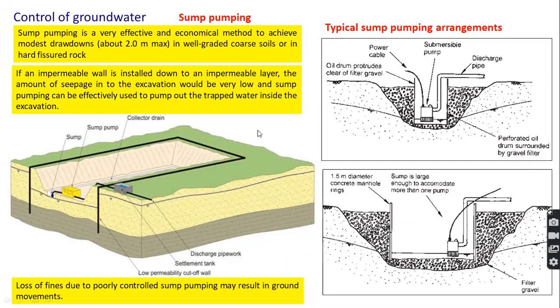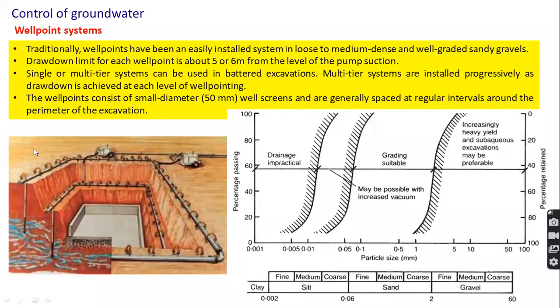Then come well points. With well points, we can achieve a drawdown of about 5-6 meters, and they are widely used in open type excavations or trench excavations. They are not widely used in deep excavations supported by retaining walls. Again, the particle size envelope for well point systems is shown here, and this can be used as a guide in selecting the well point system.